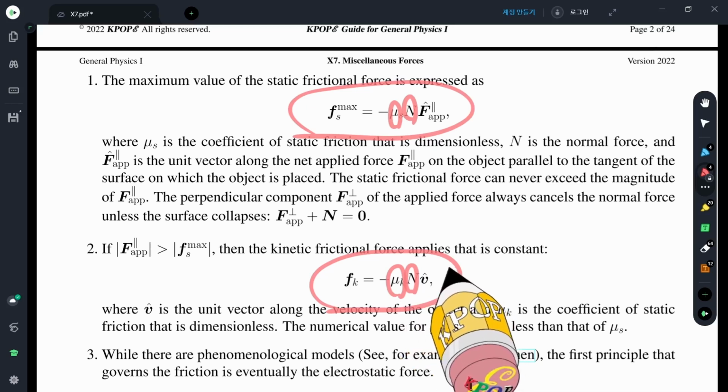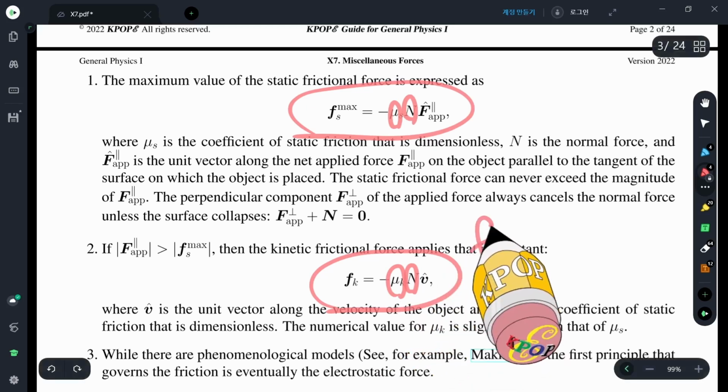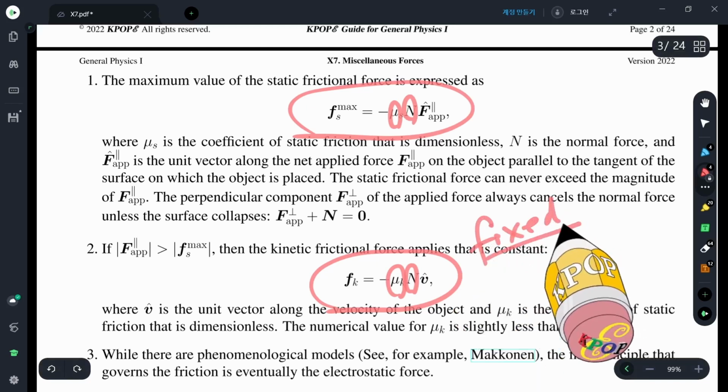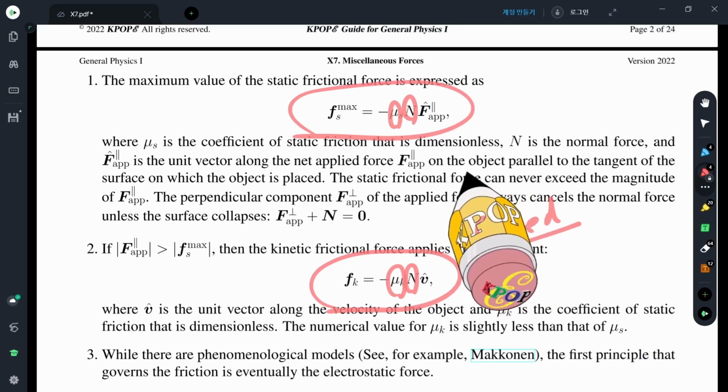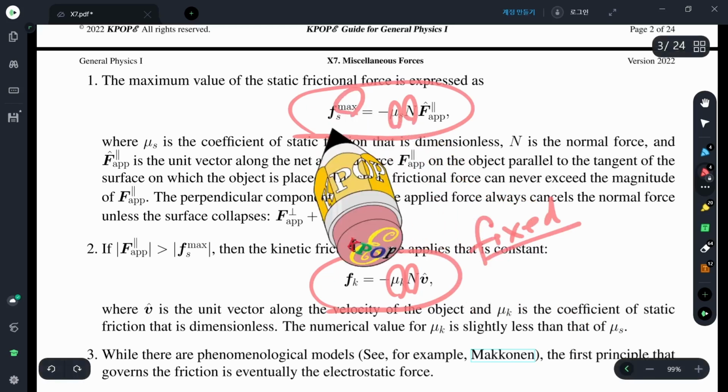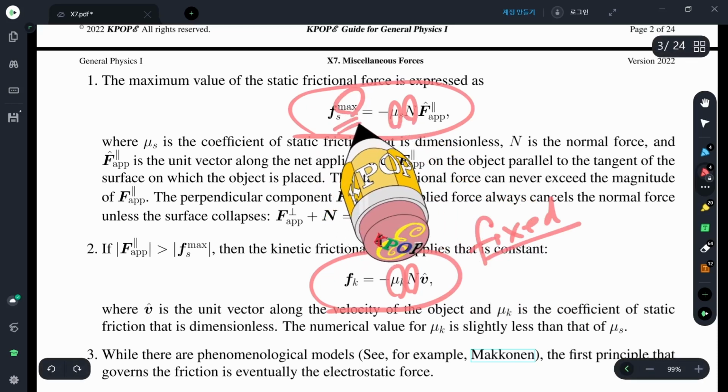Kinetic frictional force is fixed as long as the normal force is fixed and the surface is uniform. Static frictional force is similar, however, it has a maximum value. That means it is variable. It can be 0 if there is no force applied.